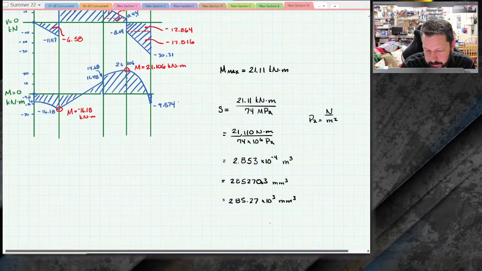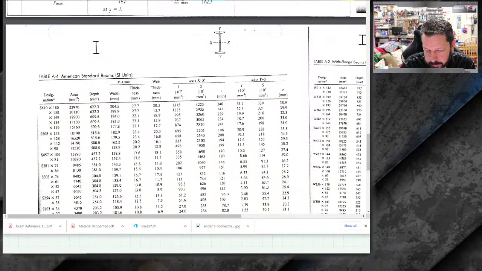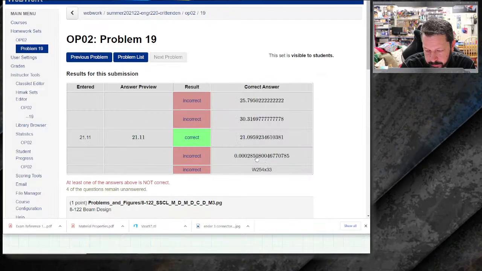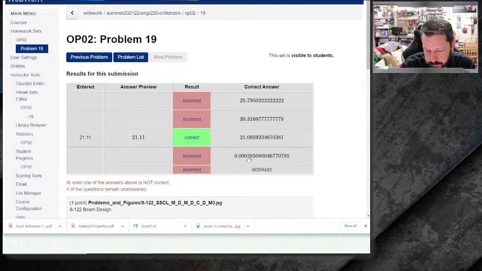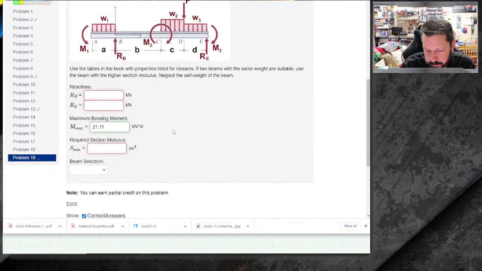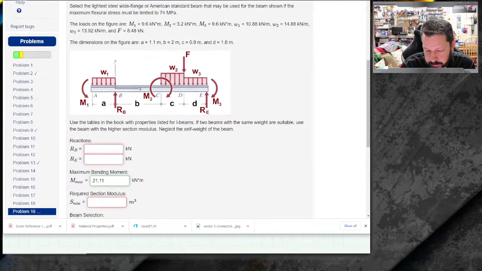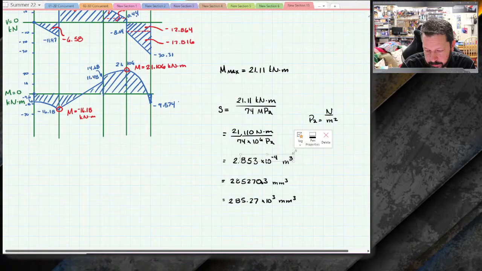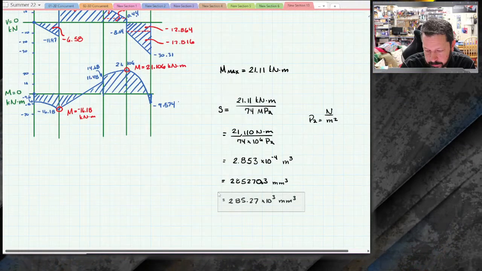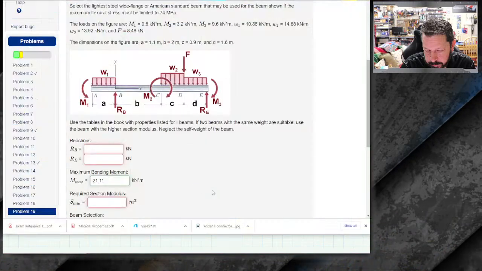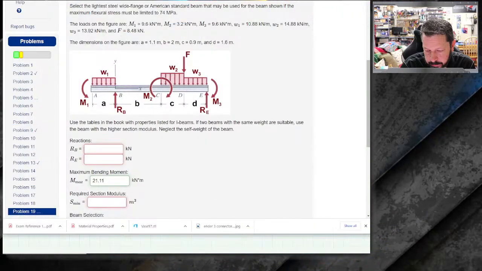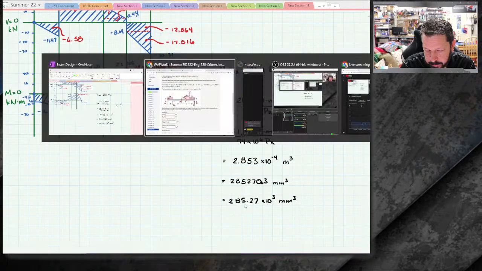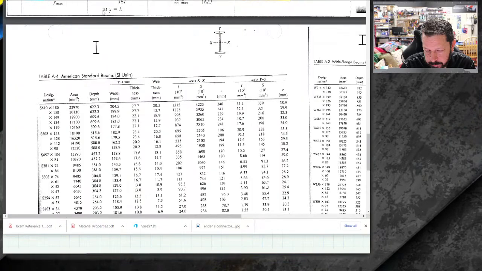So that's actually pretty large. Well, there's how they have it. There's the 285 that they have in here. They have it listed in meters cubed, which is right here, what we had earlier. But for the chart, we need it in 10 to the 3rd millimeters cubed. All right, so let's look at our charts. So we're looking for something greater than 285.27, and we're looking in the W's and the S's.